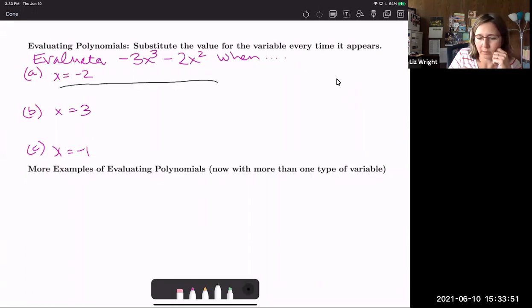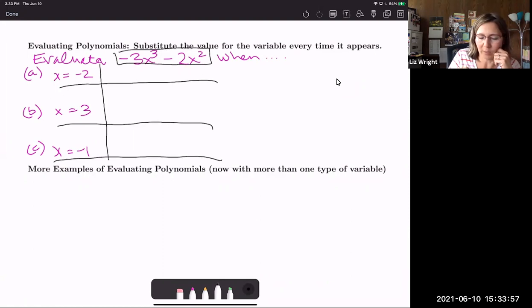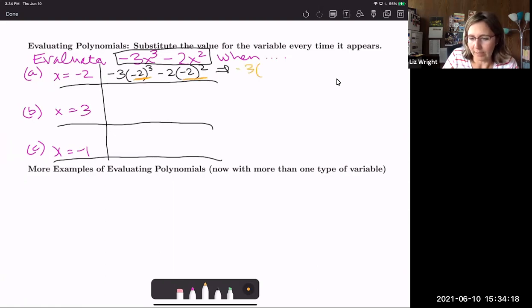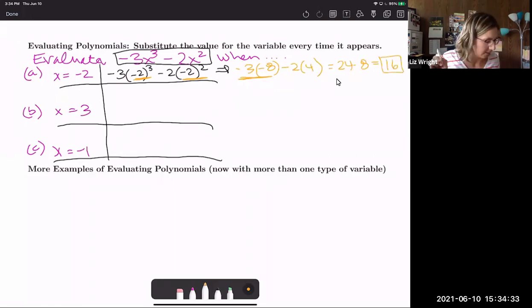It'll give you a table and it'll give you the expression up here, and then you're supposed to just evaluate it and then kind of put in your answers here. So here we go. We're going to do -3 times -2 cubed minus 2 times -2 squared. So then my first step here, it's going to be -2 cubed and -2 squared. So I'm going to get -3 times -8 minus 2 times a +4. Then here I get a negative times a negative, which is going to give me a +24 minus 8, which is going to give me a 16 for my answer.